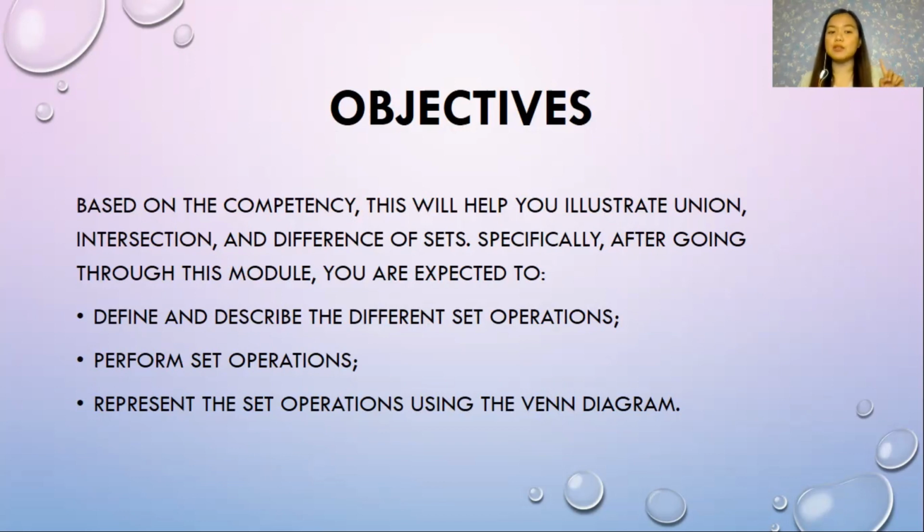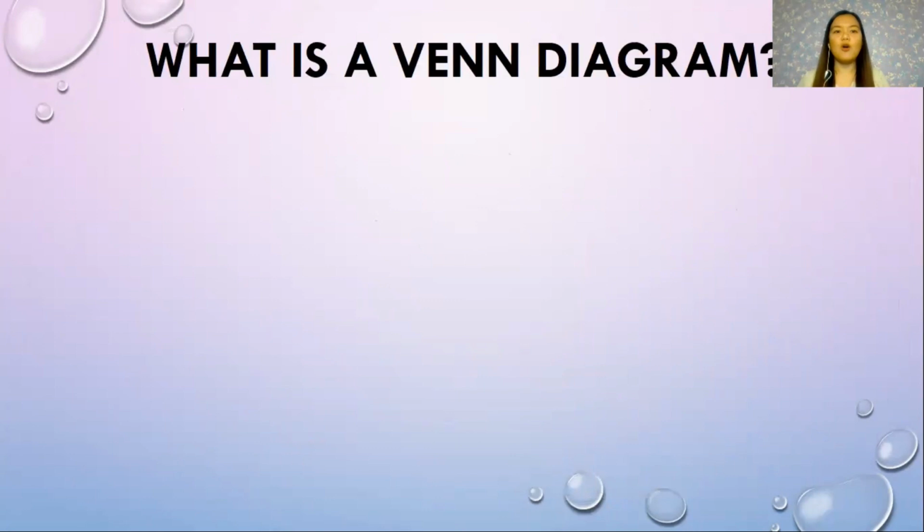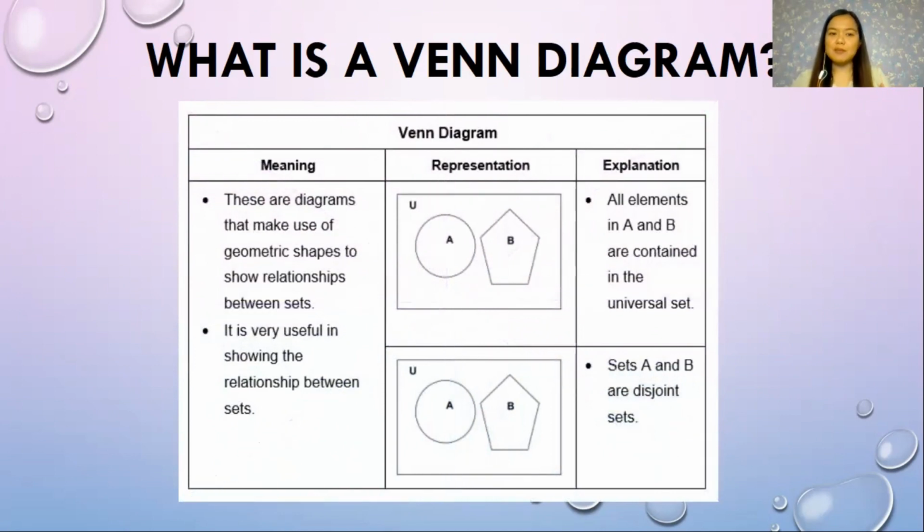Specifically, after going through this module, you are expected to define and describe the different set operations, perform set operations, and represent the set operations using the Venn diagram. So, ano ba yung Venn diagram? Talakayin yan ngayon. What is a Venn diagram? So, a Venn diagram, these are diagrams that make use of geometric shapes to show relationships between sets. This is very useful in showing the relationship between 2 sets.